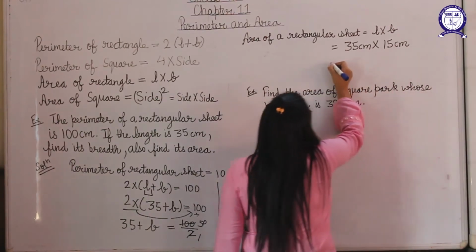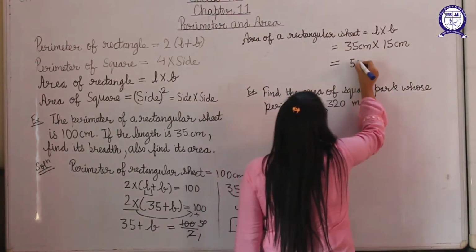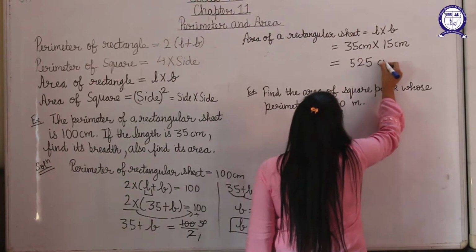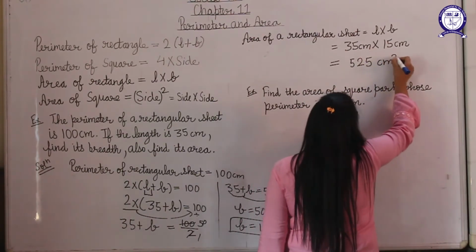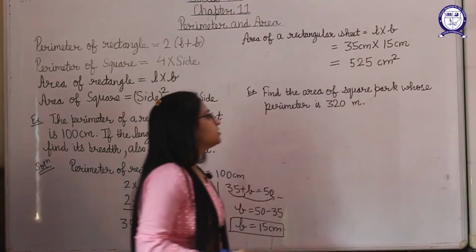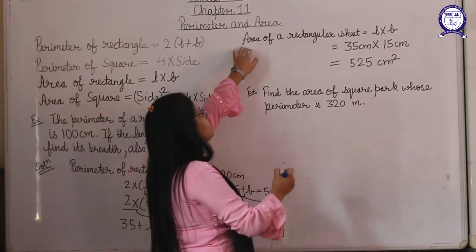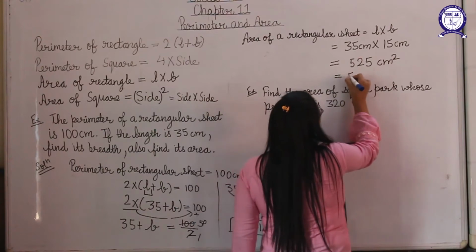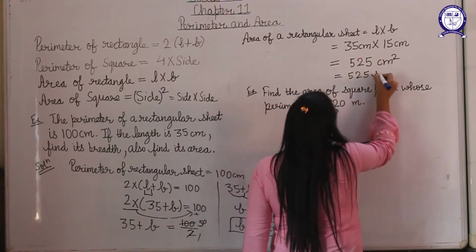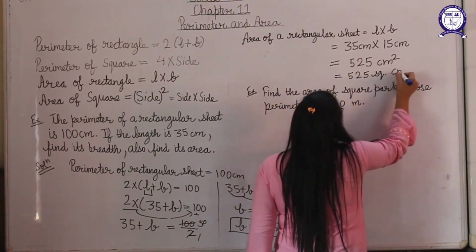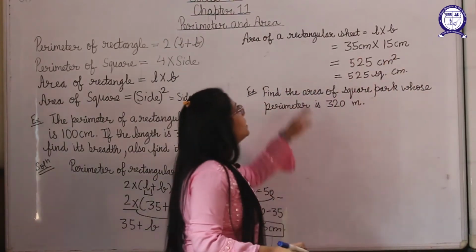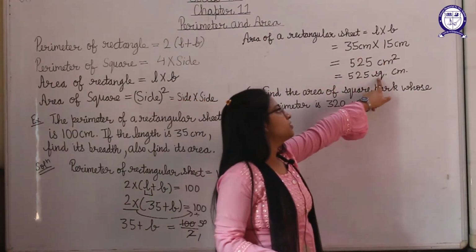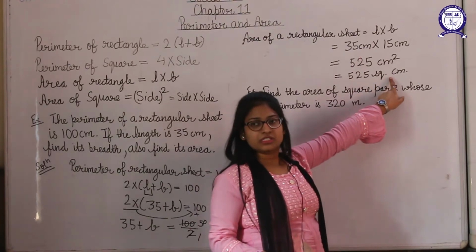Now students, when you will multiply 35 by 15, you will be getting 525 centimeter square. Students, remember that area is always written in the centimeter square, or we can write 525 square centimeter. For square we can write SQ then centimeter. Area is always written in the square units, square meter, square centimeters, like this.